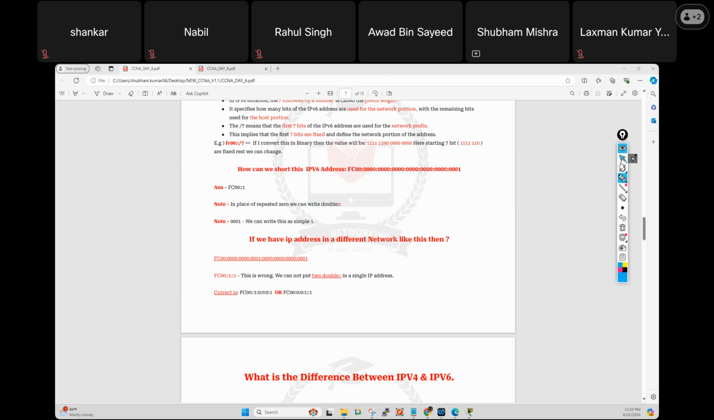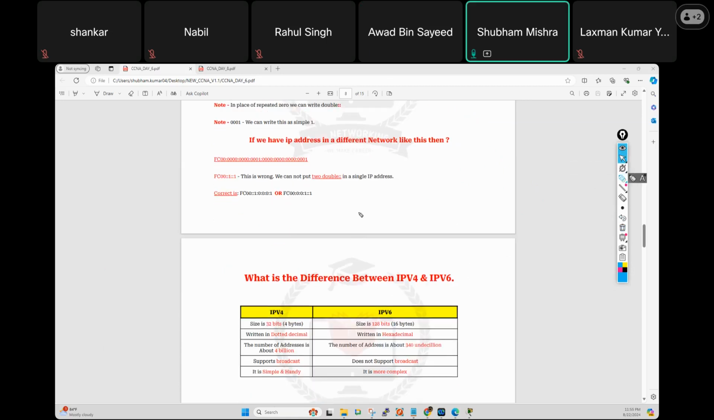Now, there is one more question here. If we have a different network, like let's suppose we have this one. See, FC00, same is there. Here to here, complete 0000 is repeating, so I write double colon here. Again 0001, so I write 1, again 0000 repeating, so write double colon and again I write 1. Getting my point, everyone? But this is not correct.